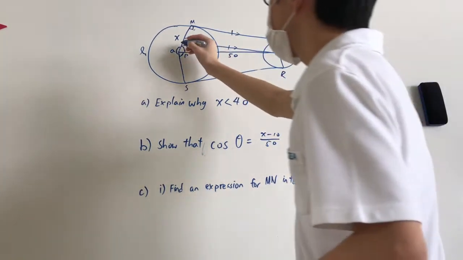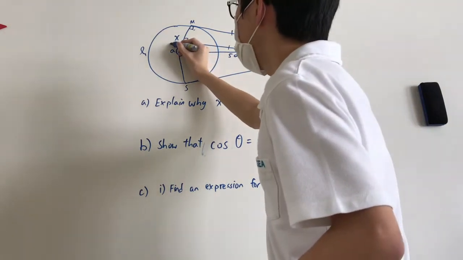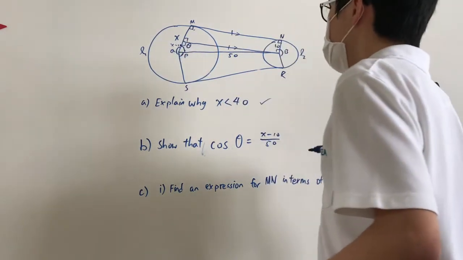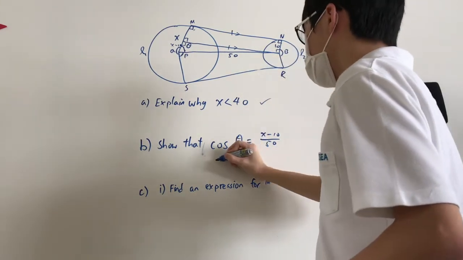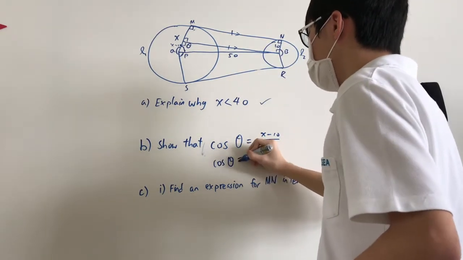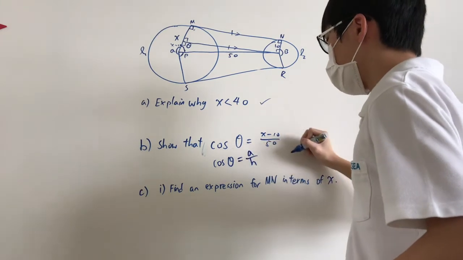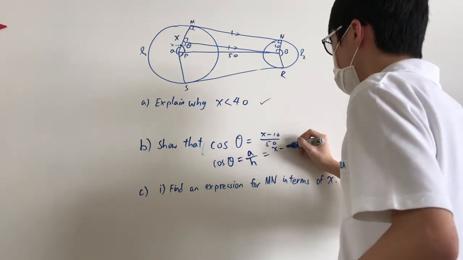So from here, since this is a right angle triangle, and this would be x minus 10, because we're going from there to there, that means cosine theta would be adjacent over hypotenuse, which is the same as x minus 10 over 50.